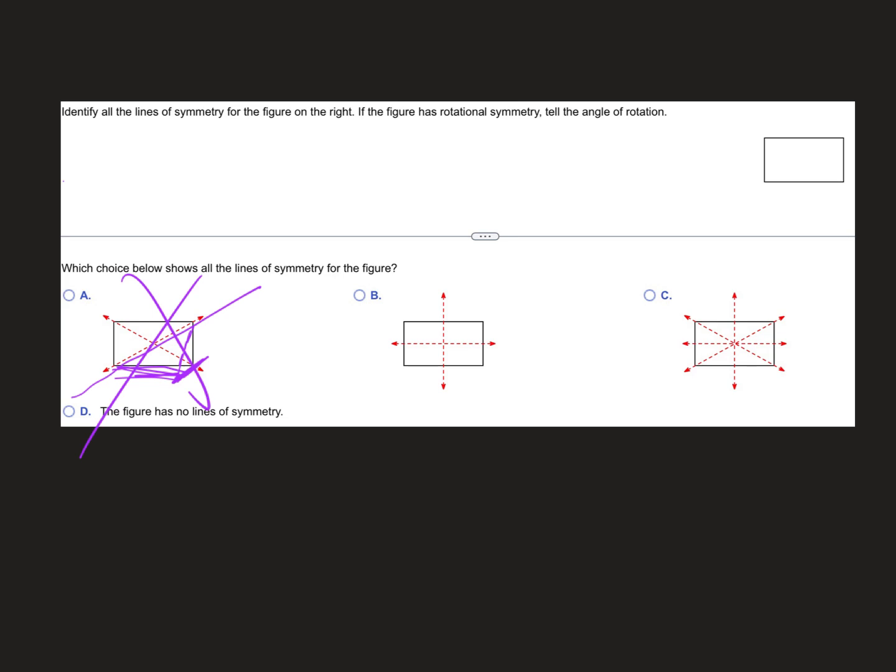Now here, this fold in half this way, that's symmetry. And then if I folded it in half this way, that's symmetry. This has both A and B. Well, if A doesn't work, then both A and B is not going to work. So this is only letter C.